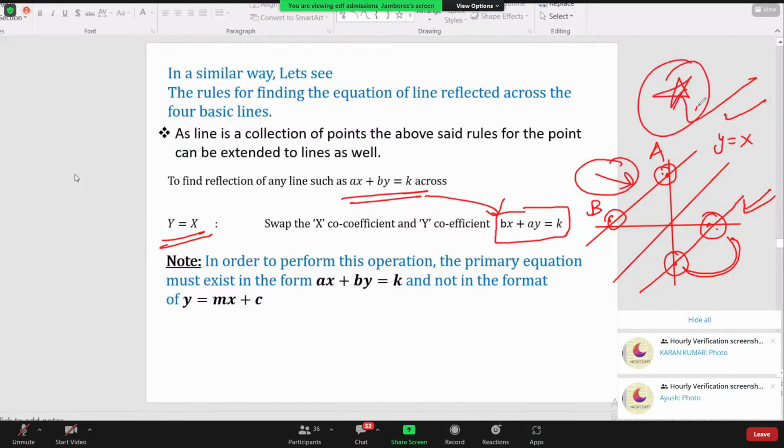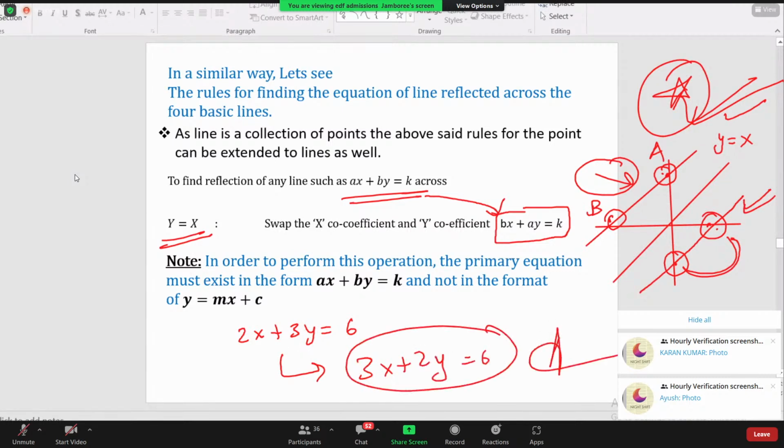Justification-wise, that is perfectly fine. But wasting time on that is of no use to you. So if you are expected to find the reflection of a line along the line y is equal to x, then you just simply flip the coefficients and get the answer. So if it is 2x plus 3y is equal to 6, you can just exchange the coefficients and the reflection of this line will be 3x plus 2y is equal to 6, and that will be the answer to the question. Simple, straightforward. So don't get into calculations and stuff. You can simply go by this mechanism and get it sorted.